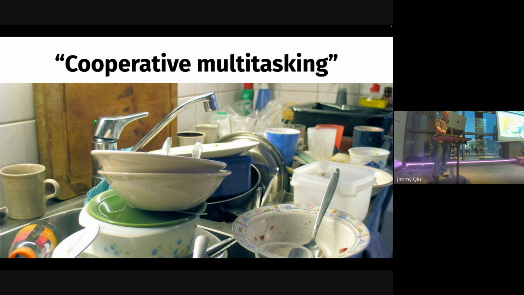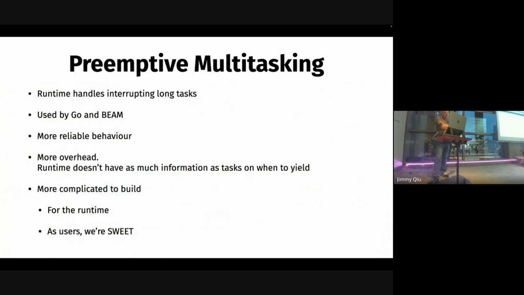So the other approach: neither Go nor Beam does cooperative multitasking. They do the other one, which is preemptive multitasking. This is where the runtime does the hard work of figuring out when to interrupt things. It gives you more reliable behavior, but there is more overhead to it. The runtime doesn't know when a good place to stop each of these tasks is, so it's got to do work.